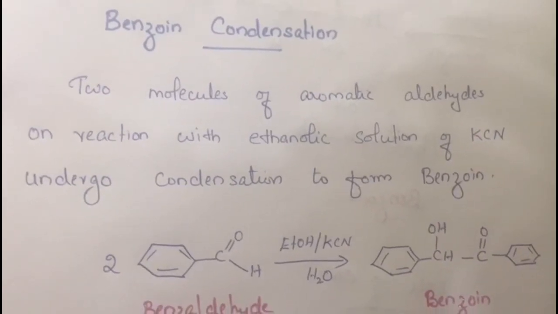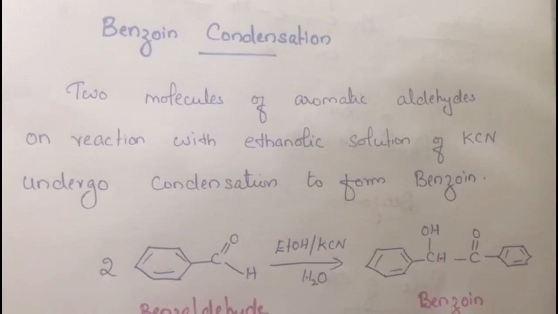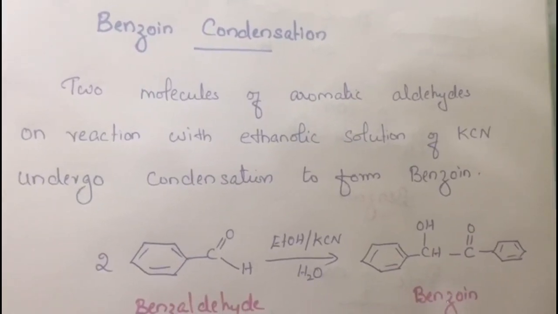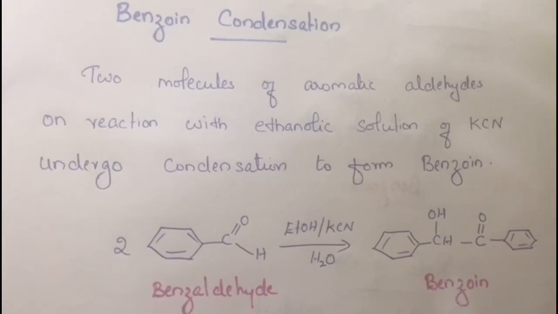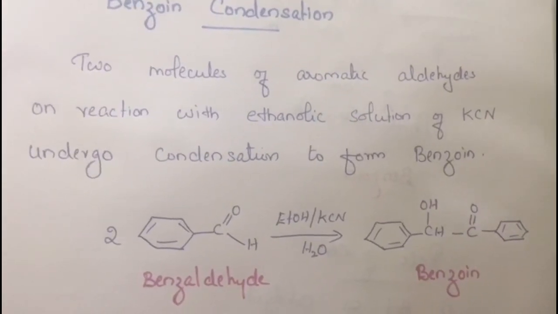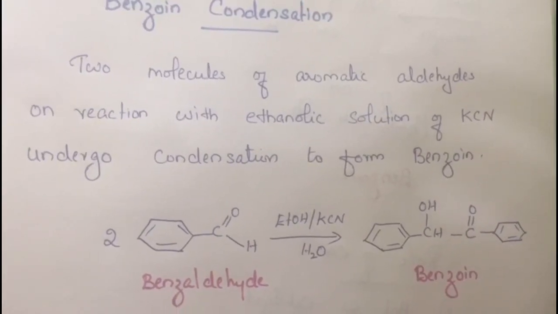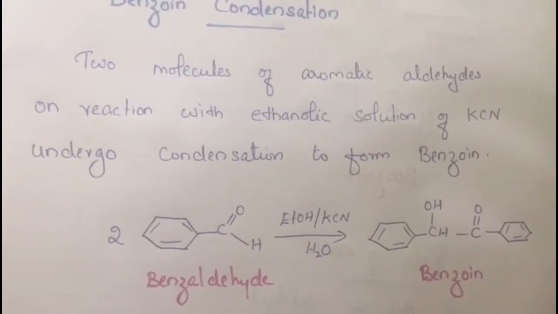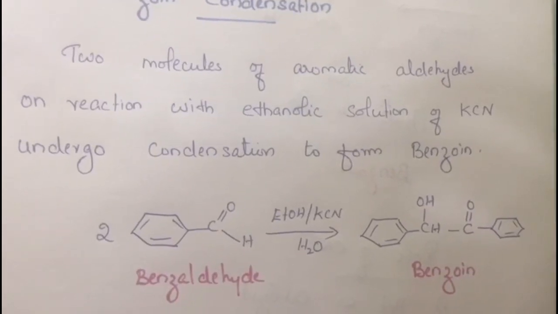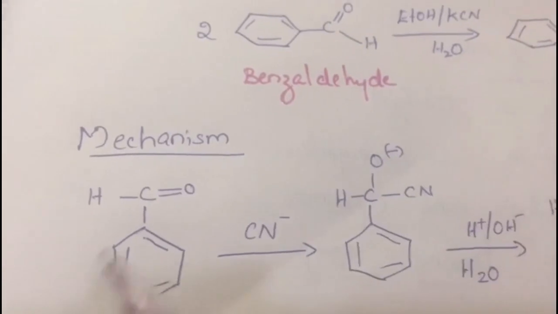If R is an alkyl group like CH3, C2H5, these are known as aliphatic aldehydes, and if R is an aromatic ring like benzene or its analogues, it is known as an aromatic aldehyde. So in benzoin condensation, two molecules of aromatic aldehydes condense to form benzoin in the presence of an ethanolic solution of potassium cyanide. Now let us discuss the mechanism.